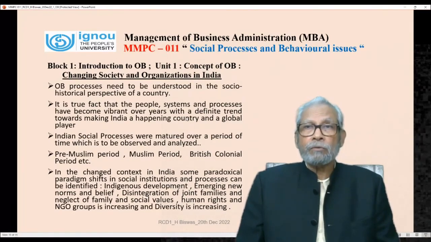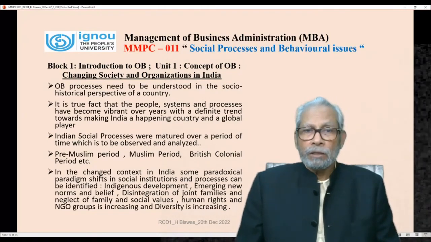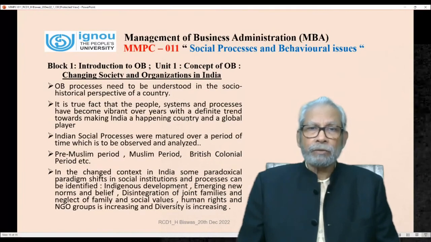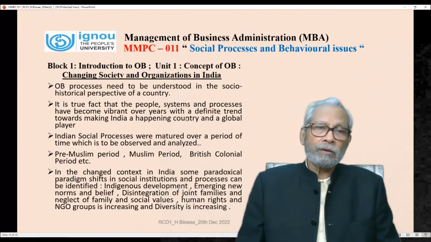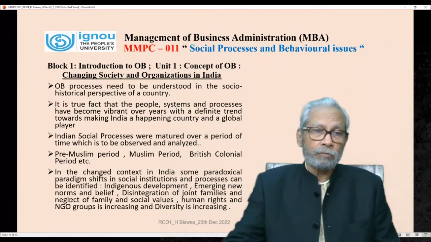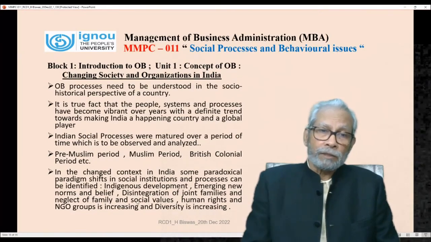Disintegration of the joint families. Now you see the families are capsule type of families. I mean, the joint family is very rare. Earlier it was an integrated way, a joint family. Now it has disintegrated, and that is also a social change. And neglect of family and social values is also a very big issue nowadays, especially regarding old people, and maybe the values are now deteriorating. That has to be looked after.